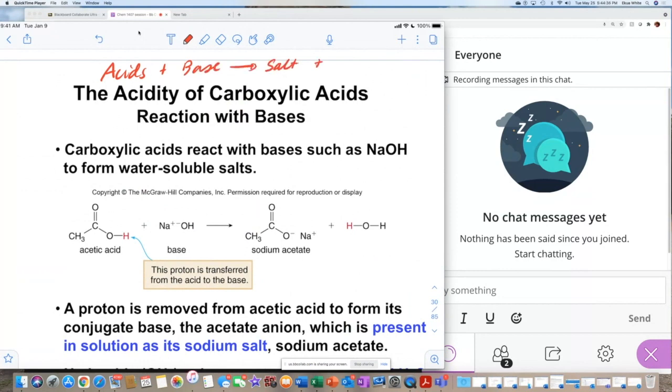Okay, so if you've had other chemistry classes, we learned before that acids react with bases to make salt and water. I remember learning this in biology also. So if you've had biology, you've learned that acids react with bases to make salt and water. So guess what? Carboxylic acids behave like other acids. They will react with bases, for example, sodium hydroxide, to form salts that are water soluble.